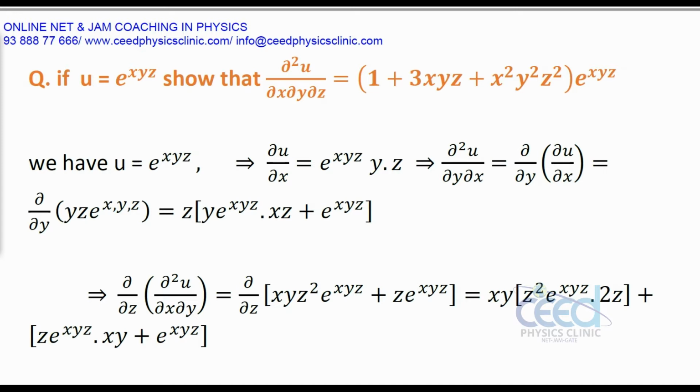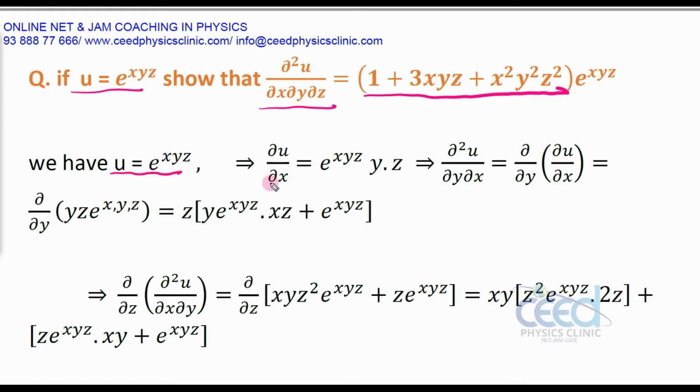Okay. See, here you have a question. If u is equal to e raised to xyz, show that dou cube u divided by dou x dou y dou z is equal to 1 plus 3xyz plus x square y square z square, times e raised to xyz. So our function u is equal to e raised to xyz.